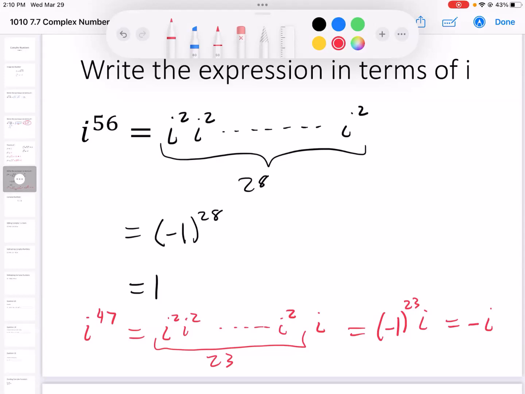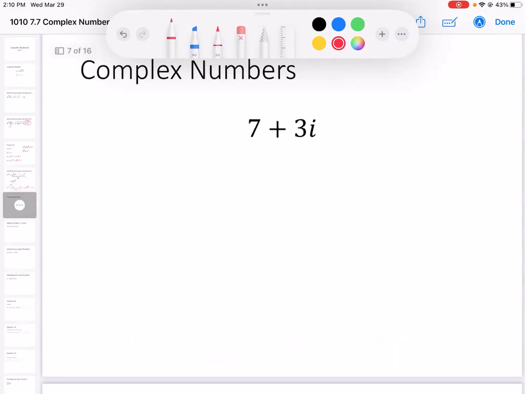Okay, awesome. So now let's talk about complex numbers, because this is where the majority of your homework is based. So a complex number is basically a 2-dimensional number where part of the number is real and part of it's imaginary. So in this one, the 7 is the real part of the number and the 3i is the imaginary part of the number. And in this lesson, we're going to learn how to add, subtract, multiply, and divide complex numbers. So let's start off with adding.